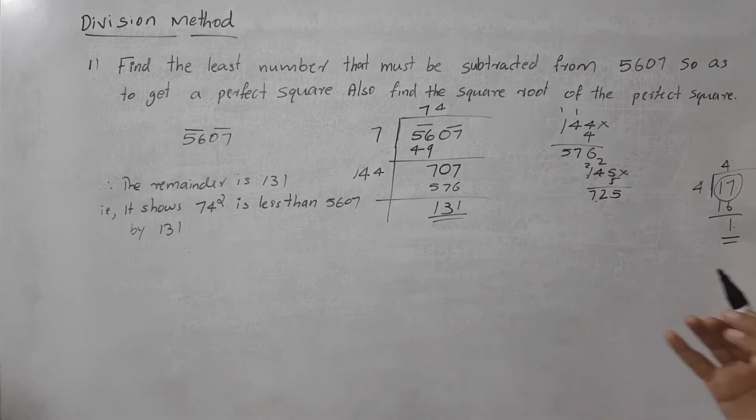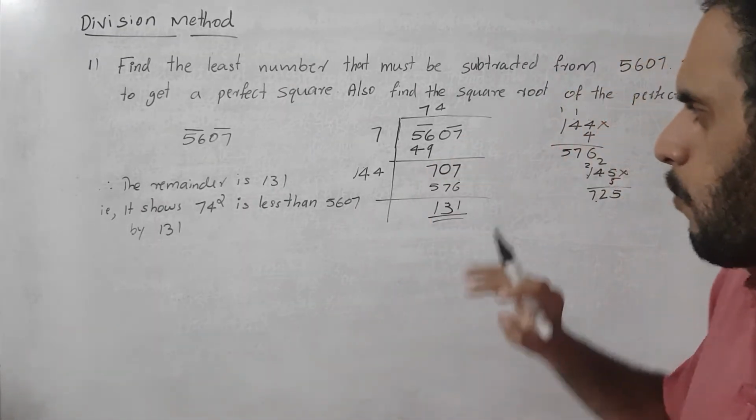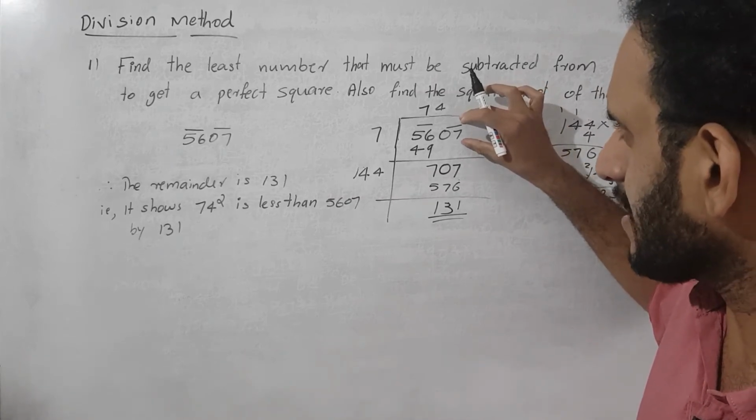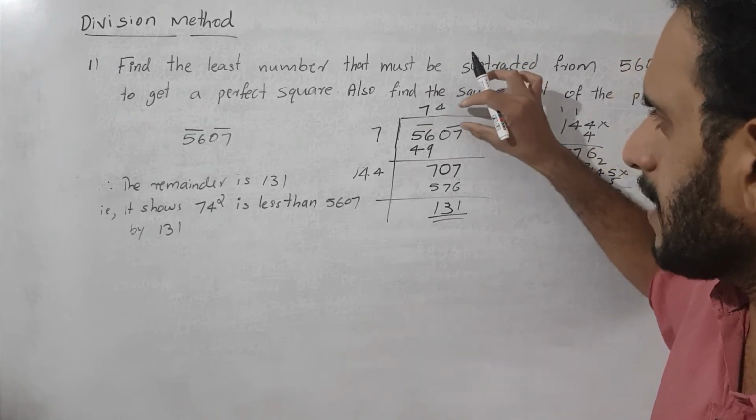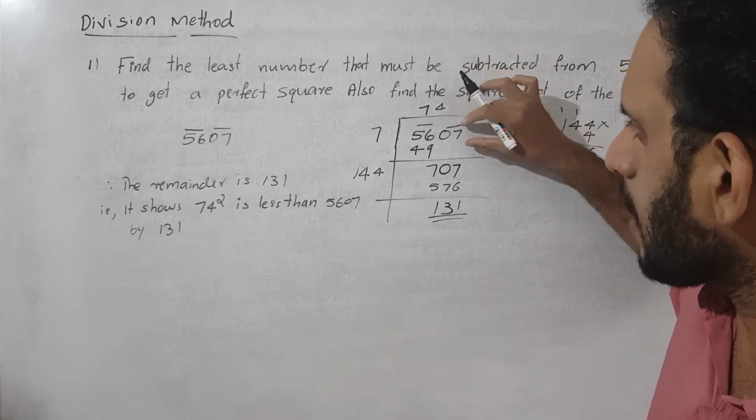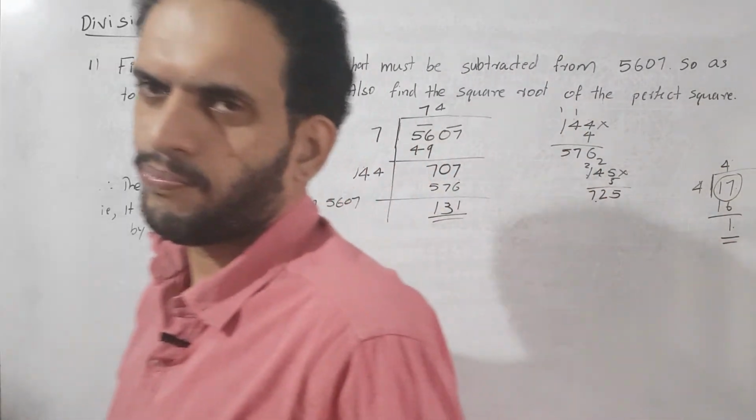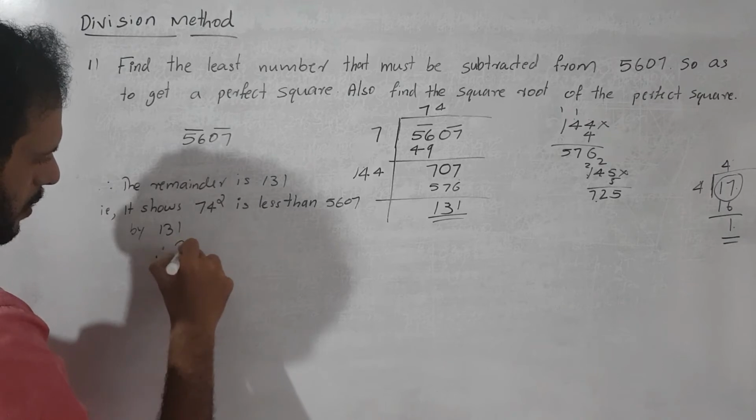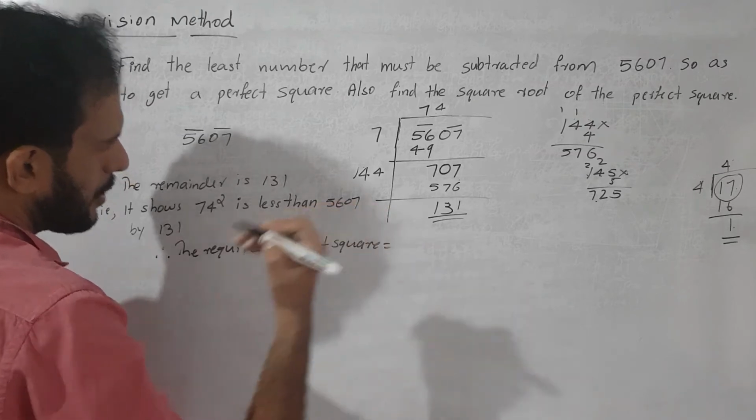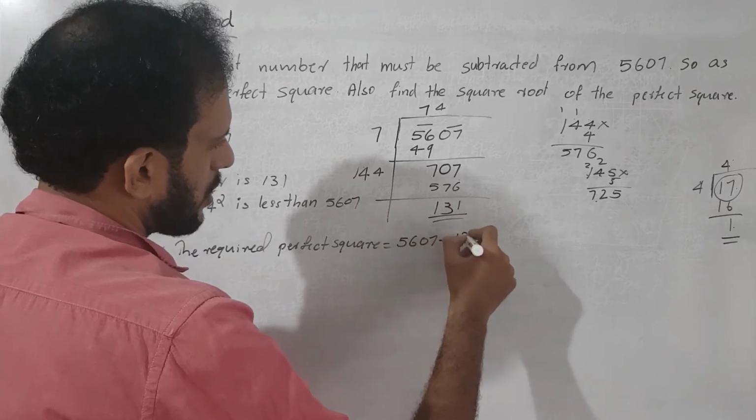Okay, so here the operation is subtraction. So how do we make the given number a perfect square? Now we got the idea. 5607 is greater than 74 square. ഇത് ഏതിനേക്കാൾ വലുതാണ്? 74 സ്ക്വയറിനേക്കാൾ വലുതാണ്. അല്ലെങ്കിൽ 74 square is less than 5607 by 131. Therefore the required perfect square is equal to 5607 minus 131.